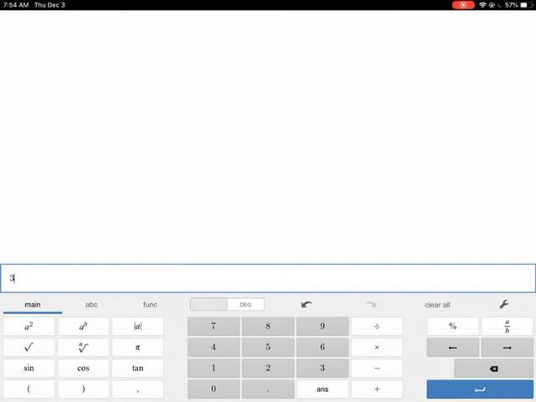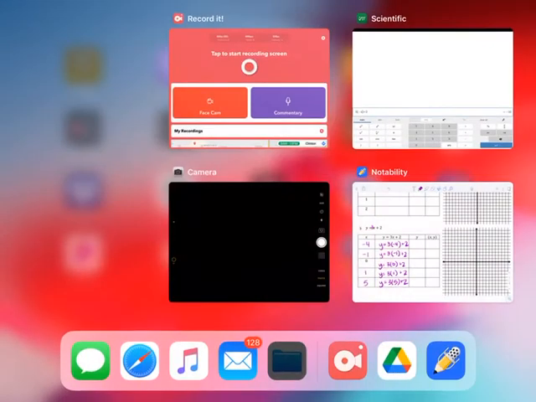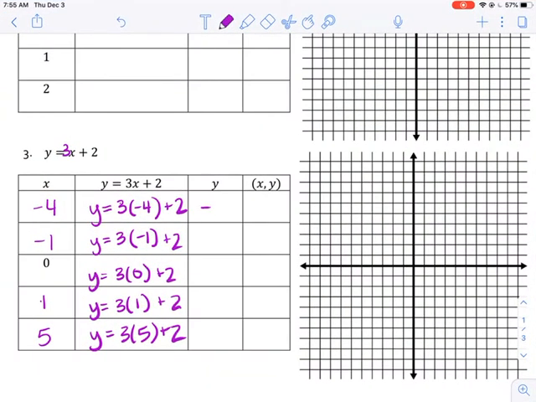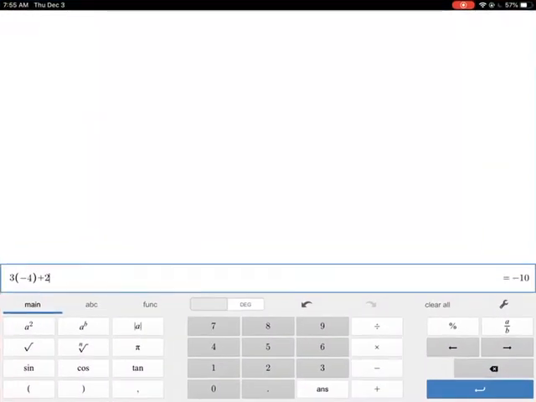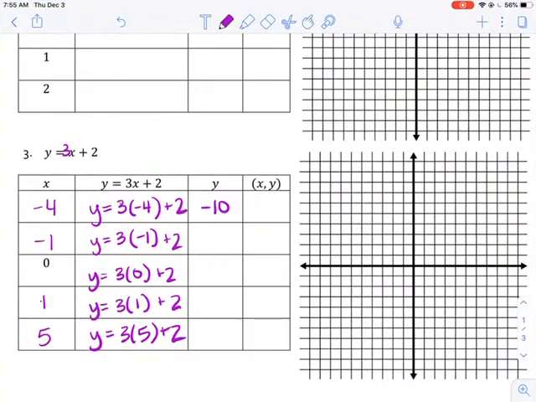3 times -4 plus 2, -10. Three times -1 plus 2. Make sure to put your parentheses when you're entering it into your calculator. Okay, and I'm just going to fill in the rest of these.